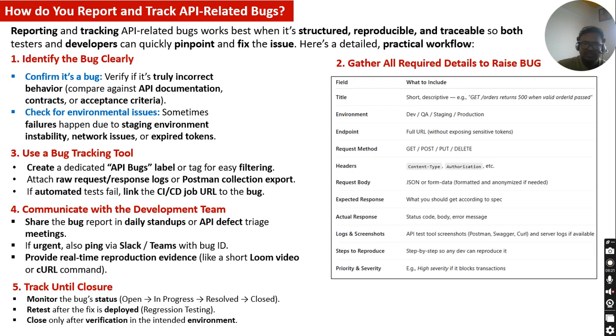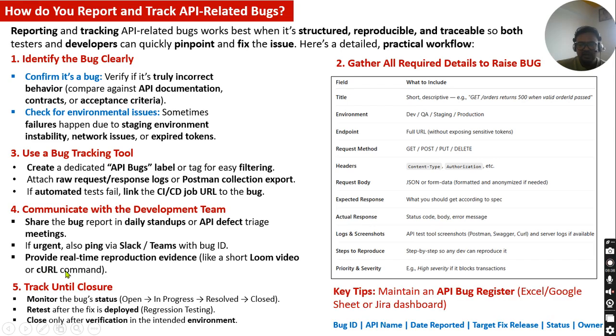So this slide will help you understand the workflow: identifying the bug, reproducing the bug, raising the bug, tracking it using a bug tracking tool, communicating with the developer, and then tracking until closure. I would also say, when I was working as a senior QA, I normally kept an Excel sheet. I know the tools are very good, but sometimes it's good to export the details from the Jira board and keep them in Excel, and it will always help you track that information easily.